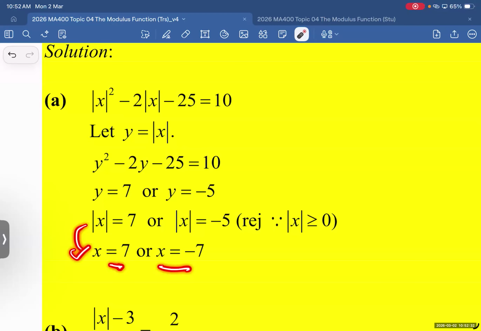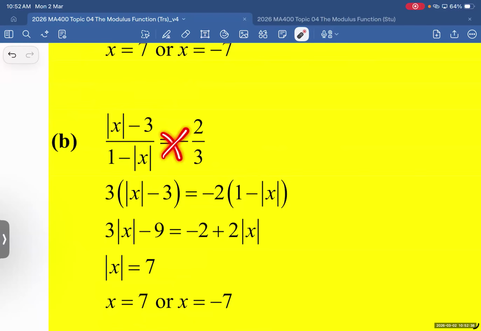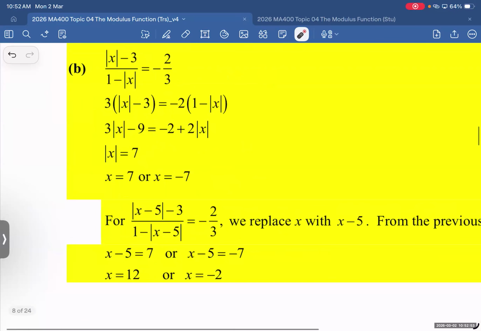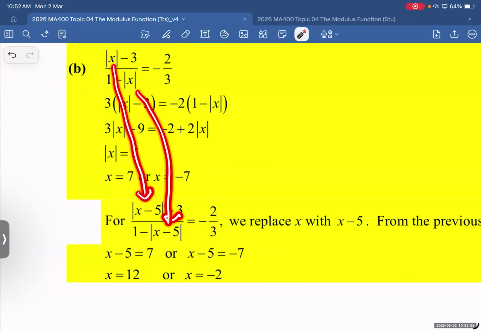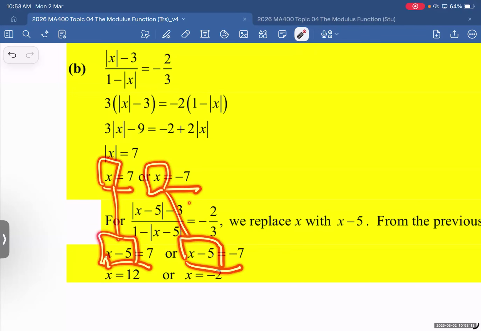Okay, now 2.2b, I cross multiply. Just like solving a normal linear equation, make mod x the subject, x can be 7 or -7. Now for the next one, you realize I replace mod x with mod x minus 5. So instead of mod x equals 7, I have mod x minus 5 equals 7. Notice how I substitute the x with x minus 5. Fast and easy way to solve 2.2.